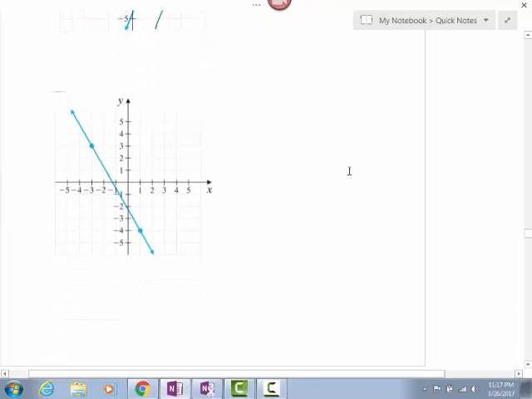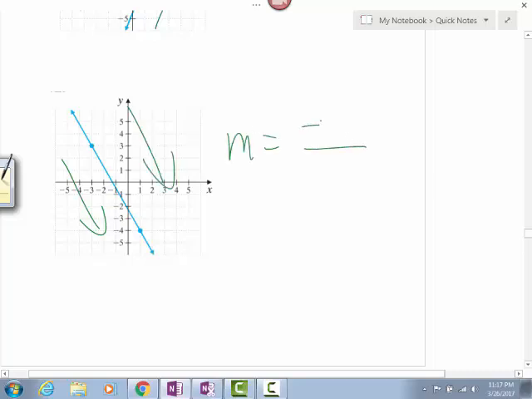Let's try the one over here. Again, I notice that this line here is going down, so that's telling me already that my slope is going to be a negative number. How many spaces down do I need to move? 1, 2, 3, 4, 5, 6, 7. So a negative 7. 1, 2, 3, 4. 4 to the right.